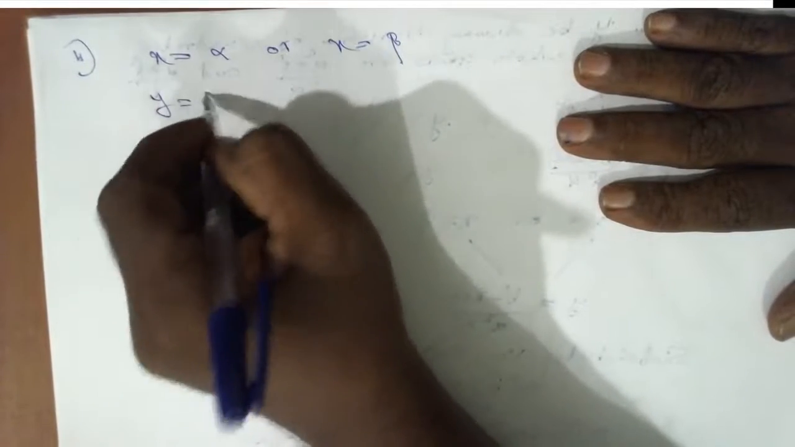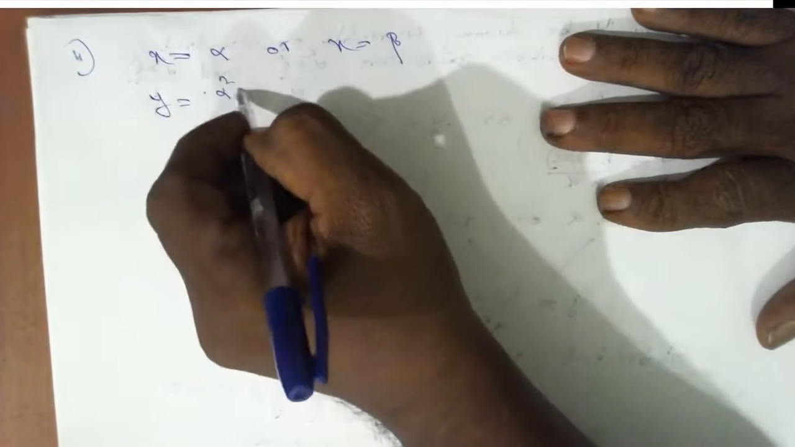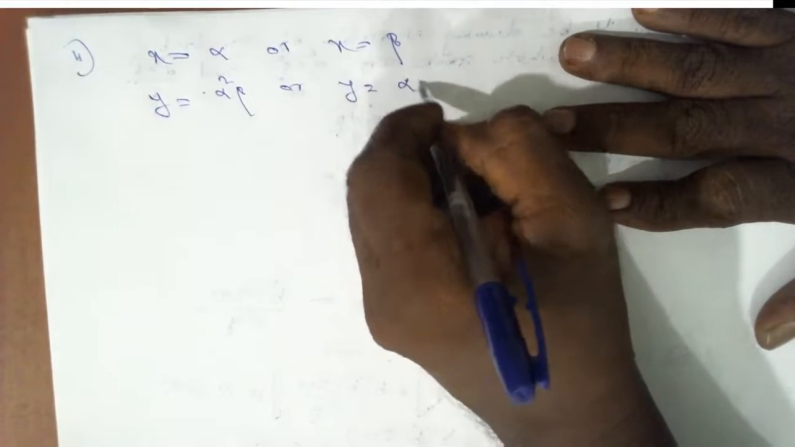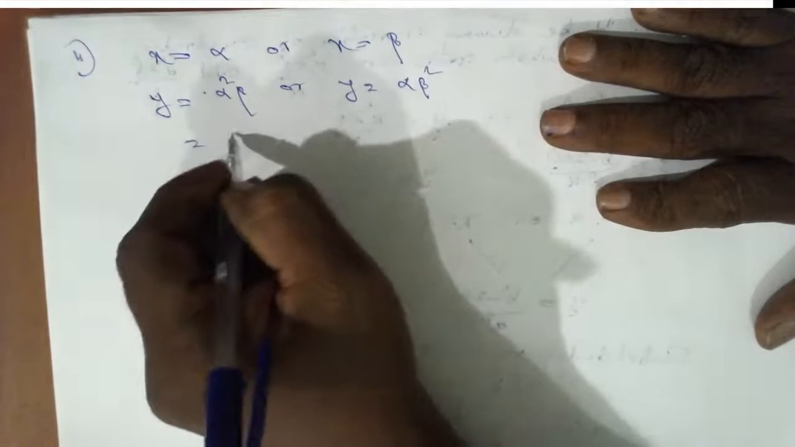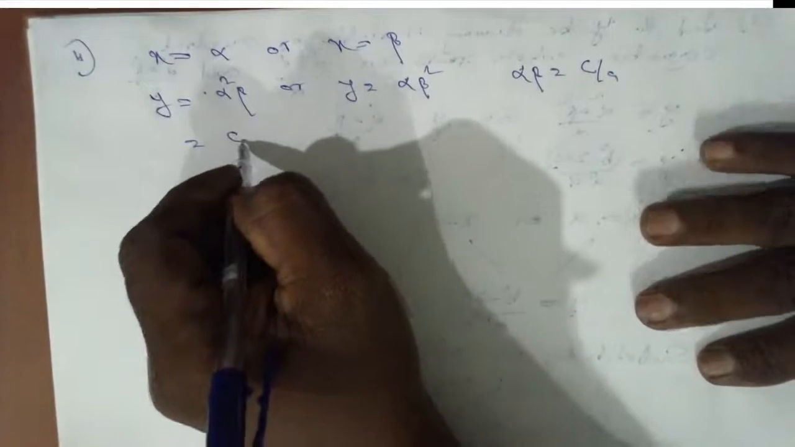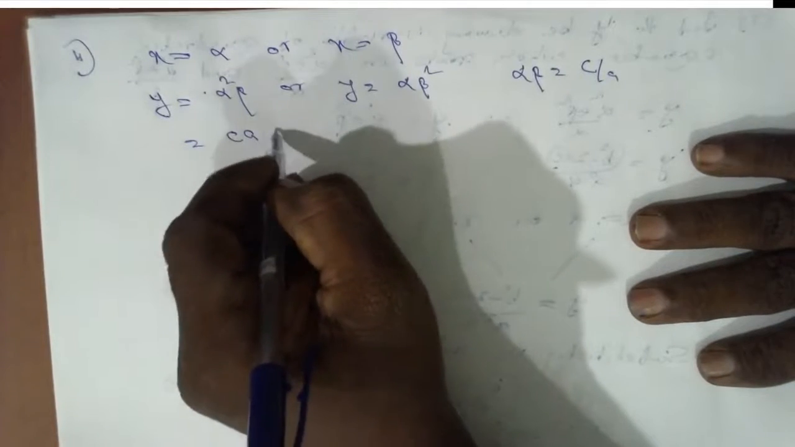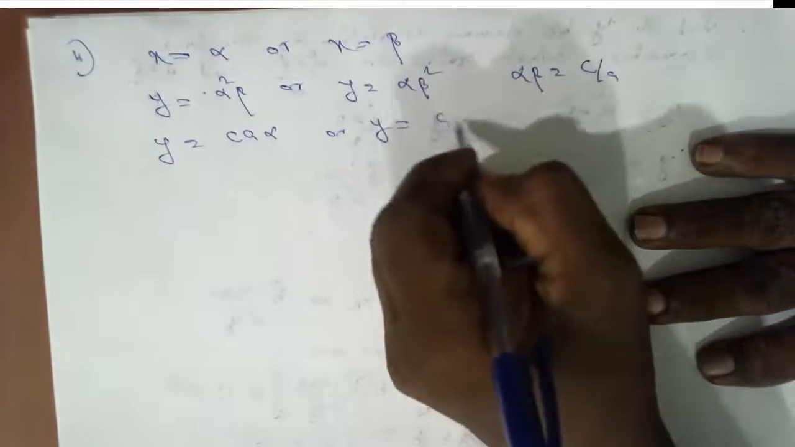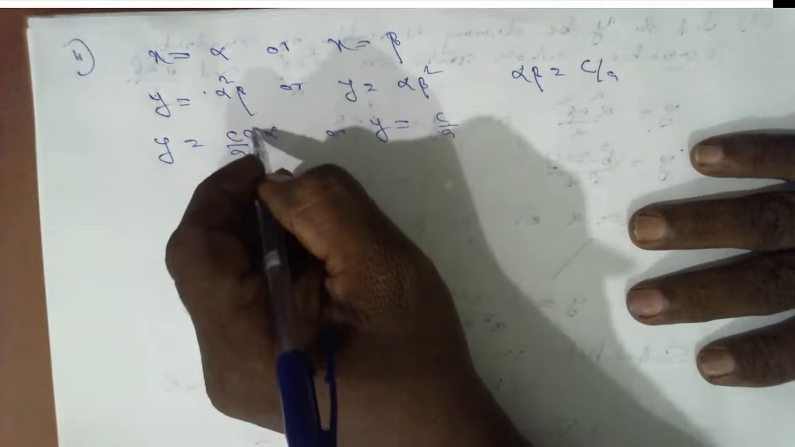If you take the second one, x equals alpha or x equals beta. So y equals alpha squared beta or y equals alpha beta squared. For alpha beta you can put, what is alpha beta? Alpha beta is c over a. If you substitute c over a, y equals c over a times alpha, or y equals c over a times beta.